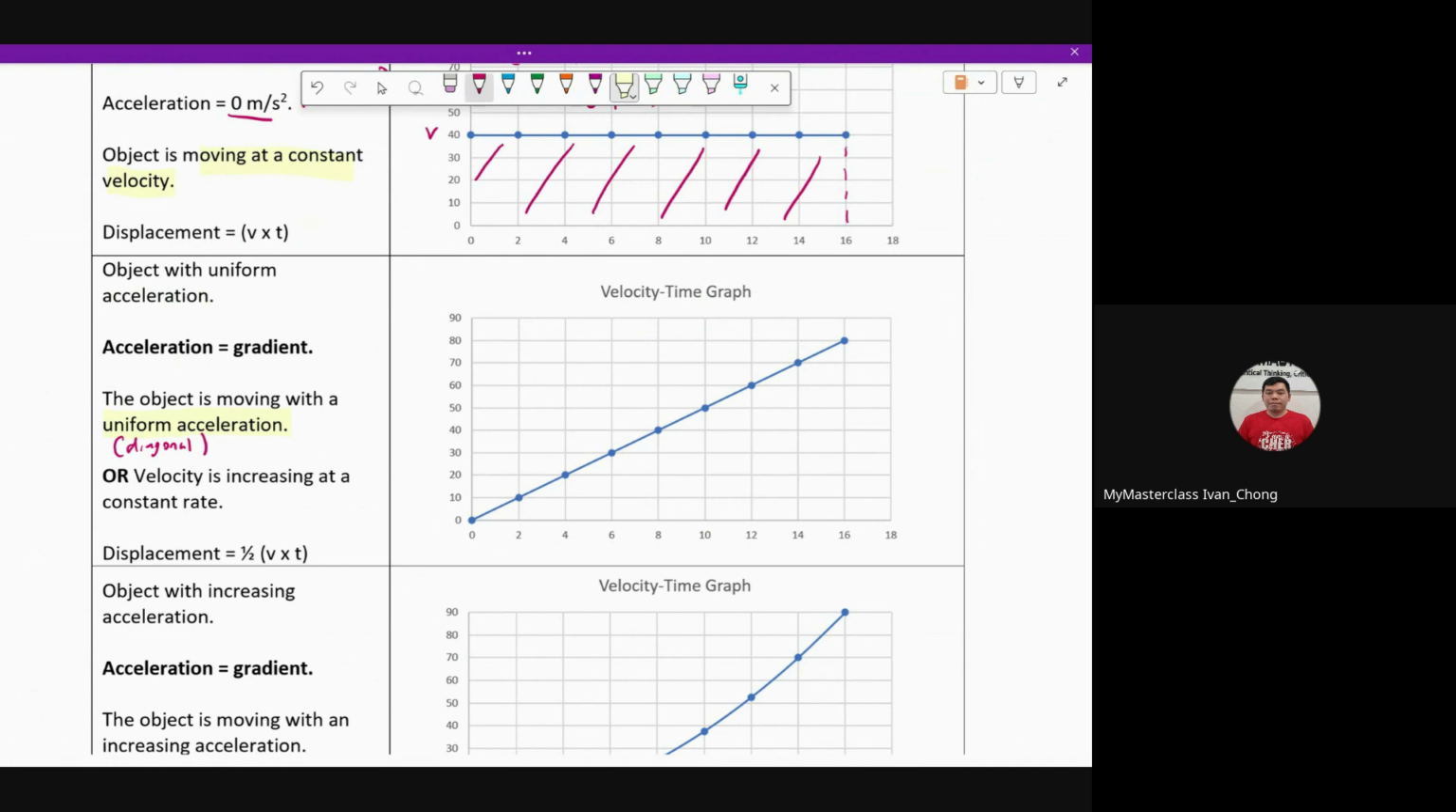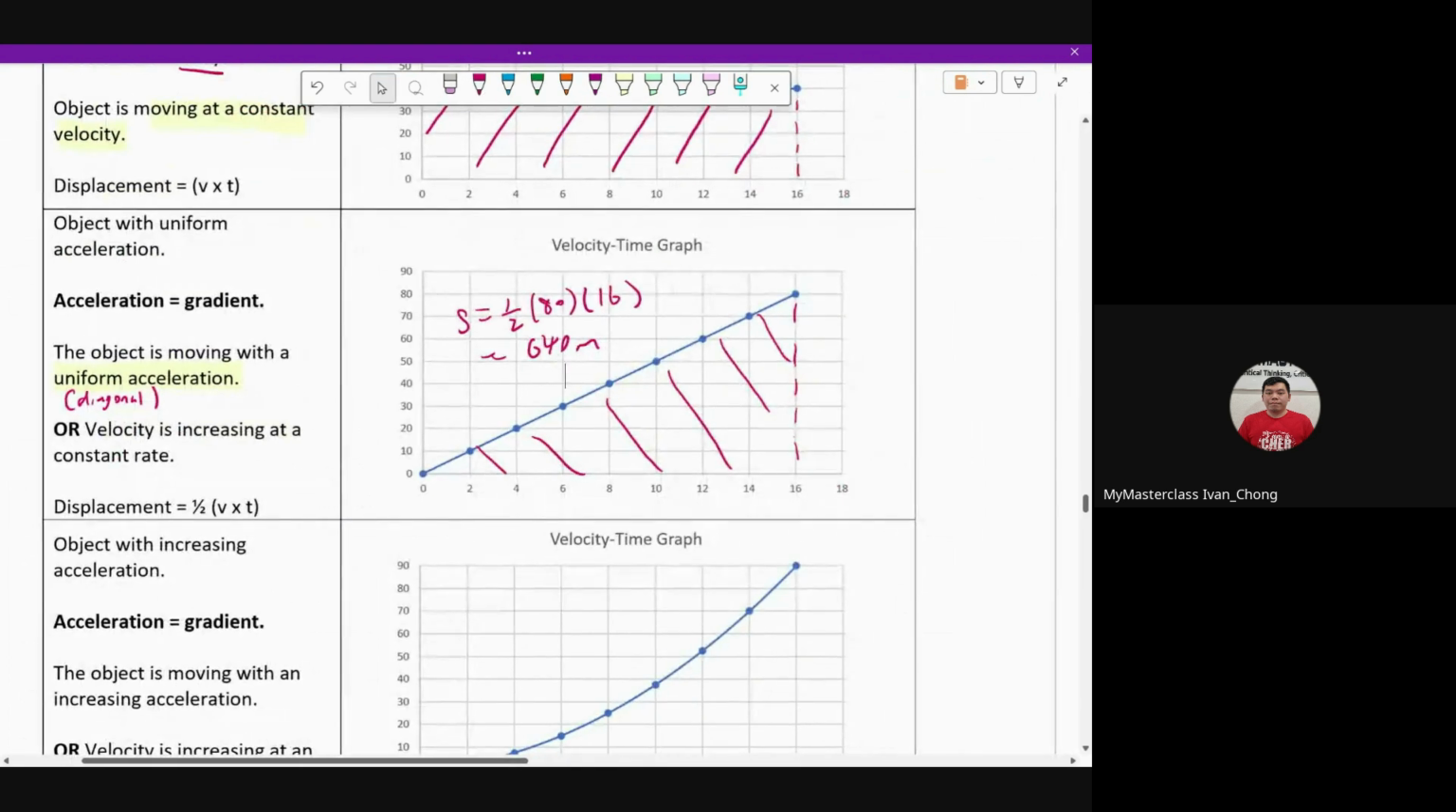Okay. And next, if you take a look at the diagram here, what shape is this? This is a triangle. So your displacement will be half VT. So half, in this case, 80, and the time is 16. So in this case, same thing, you also get 640. Just a coincidence, okay? So do take note about this. Just remember, not all the time it'll be a triangle. It might be a trapezium like this.